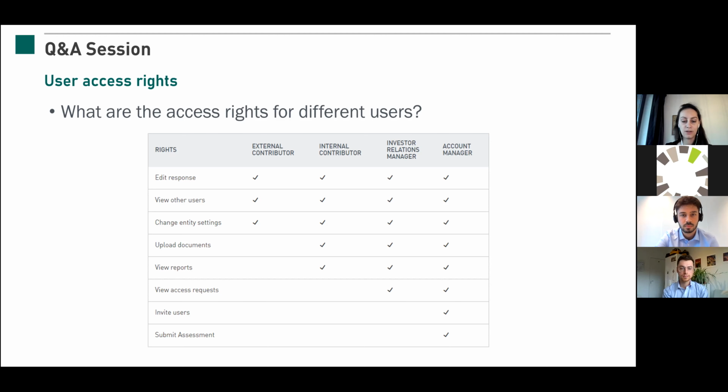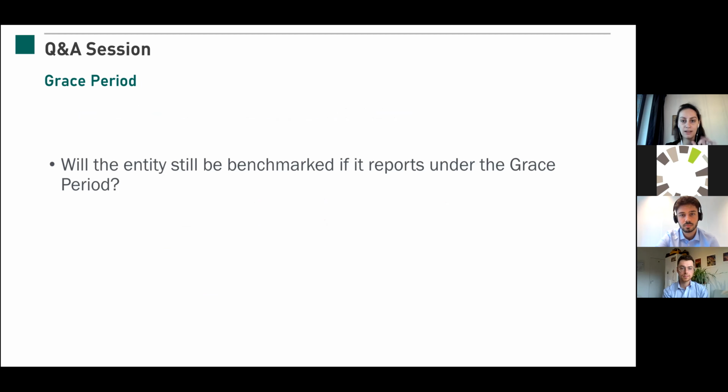So that's just one question we get a lot on grace period, and whether an entity will still be benchmarked if it reports under the grace period. The grace period is of course only for first year participants, and it is an option. So if you do not want to use it, it's also possible. Aurelian, would you be able to explain that? I mean, will they receive a benchmark report if they do?